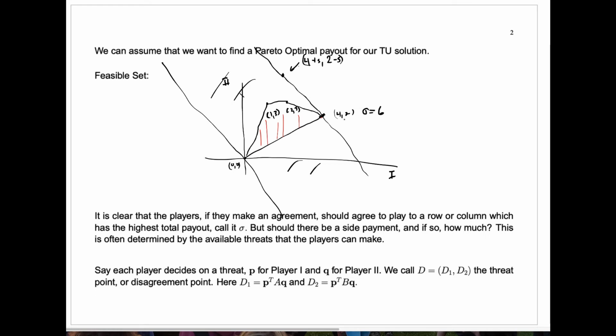Remember, that's player 1 chooses row 1, player 2 chooses column 2, and that gives us a total payout of 6. That's what the book uses the notation sigma for. Sigma is 6. That's the maximum total payout. But then if there's a side payment we can get anywhere else on this line, the question is, what agreement might be fair to both players?